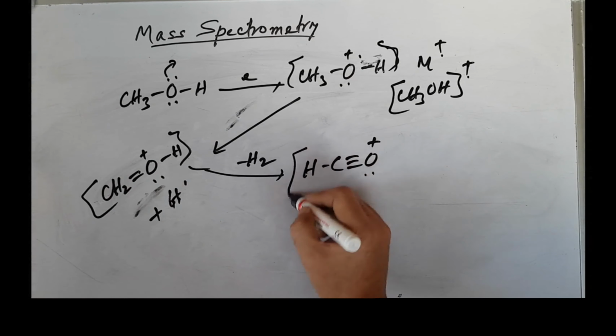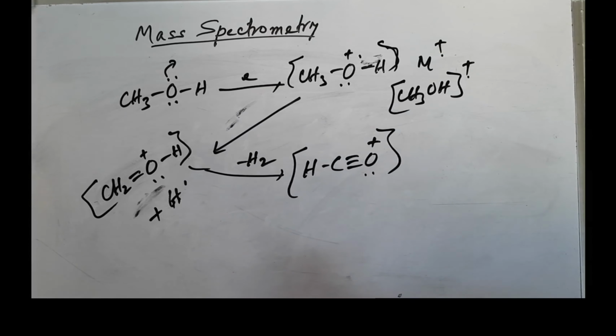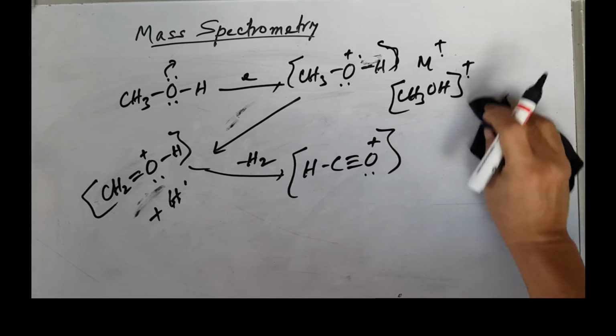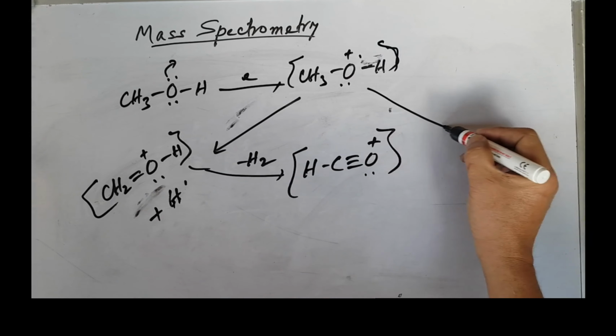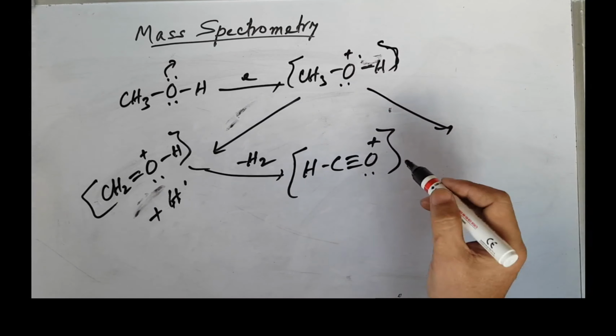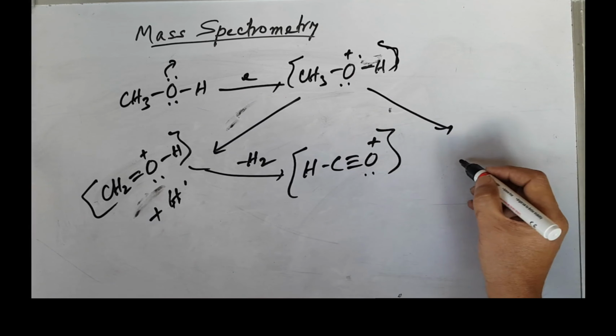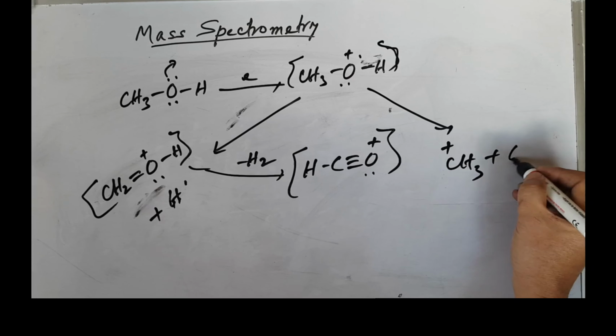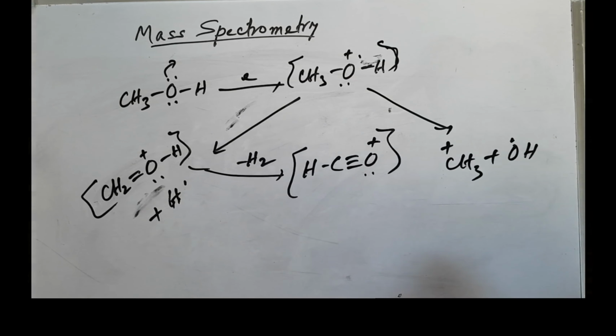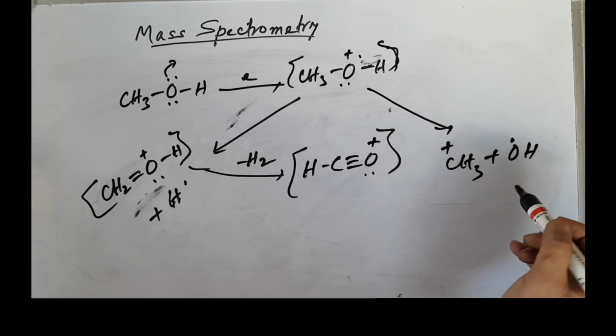So you can have another fragment ion. And this molecular ion can undergo further loss of one hydroxy group. So you can have CH3 with this charge plus OH radical, the hydroxy radical. So now this molecular ion can undergo fragmentation.